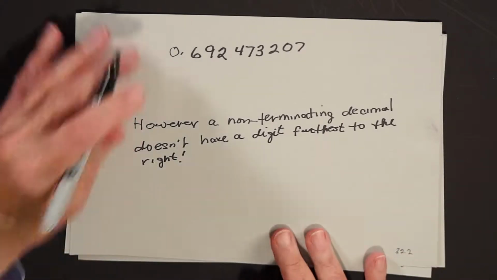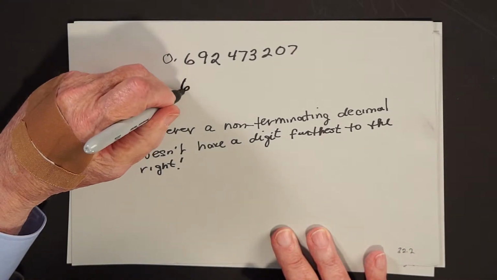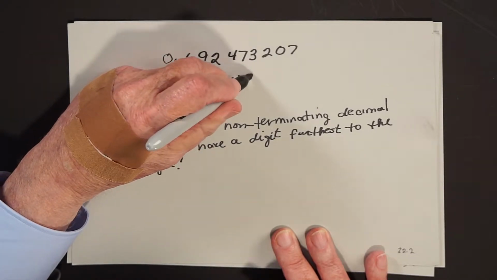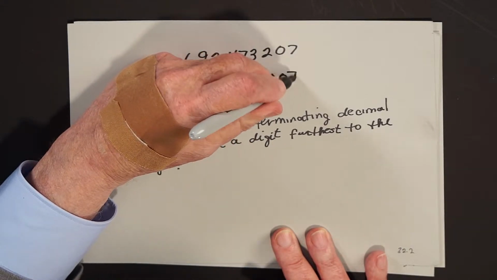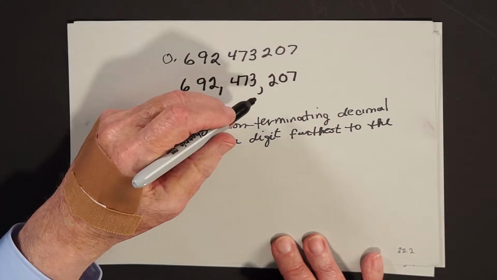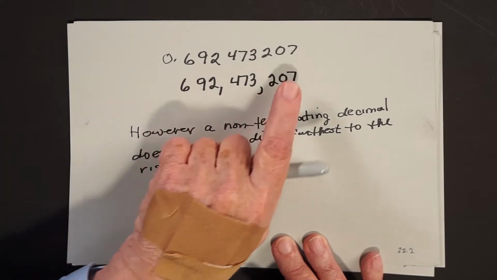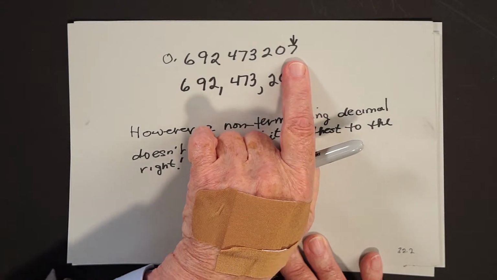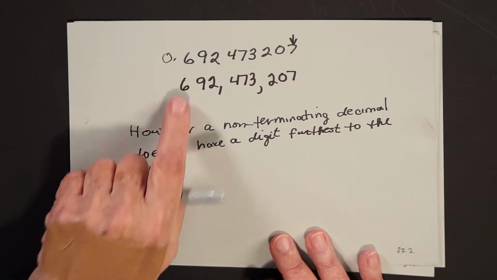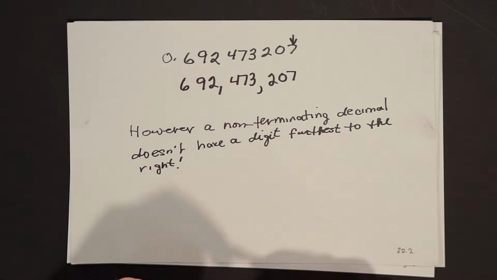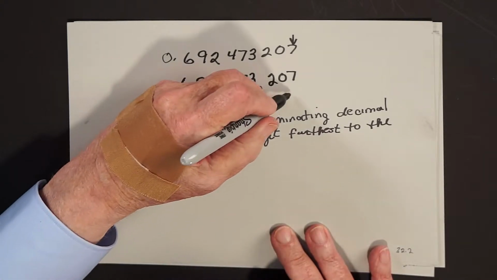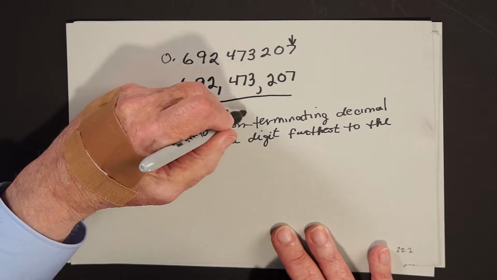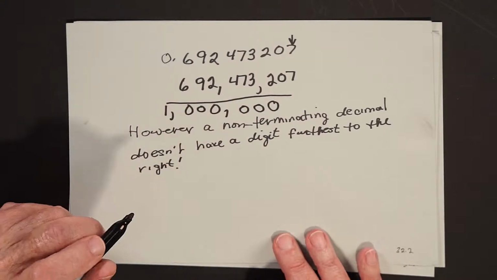0.692473207. Without the decimal point, what we would see would be 692,473,207. And that would be the numerator of our fraction. In other words, this is how many we have of whatever denomination is named by this digit here. And how many digits are there here? 3, 6, 9. Okay, that means that we want a 1 in the denominator followed by 9 zeros.